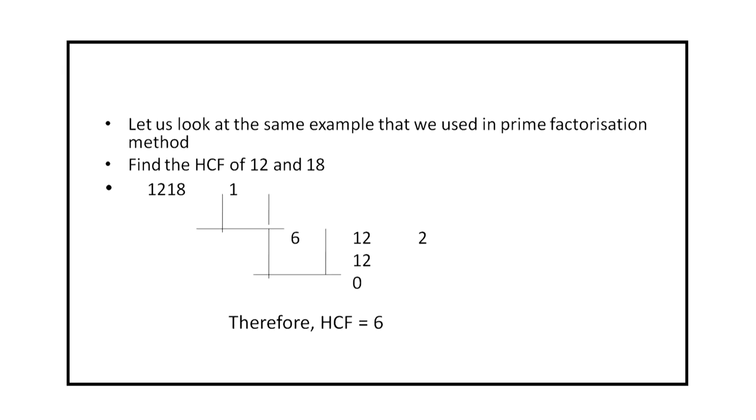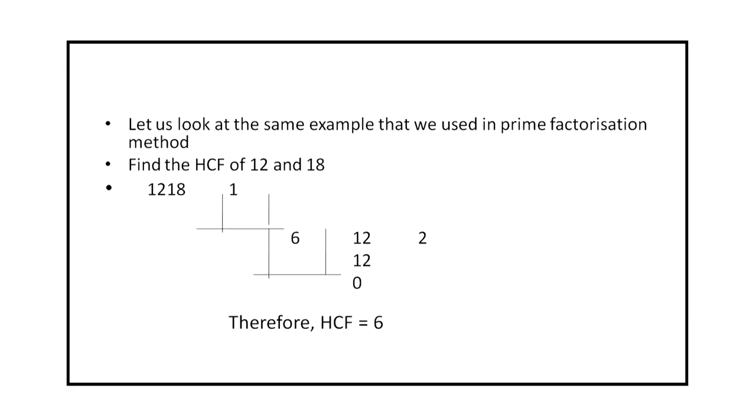Find the HCF of 12 and 18. The greater number in this group is 18. Hence, the number 18 becomes the dividend and the other number 12 becomes the divisor. Now, we have to divide 18 by 12. When we divide 18 by 12, we get the quotient 1 and remainder 6.